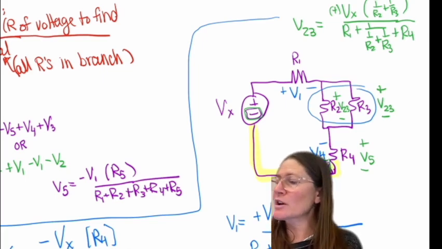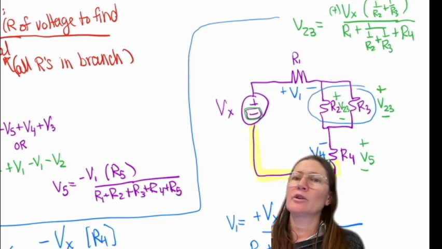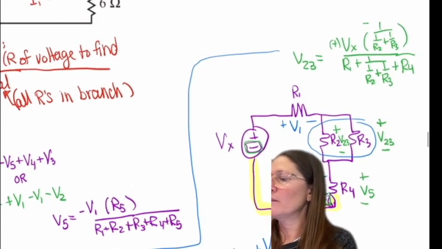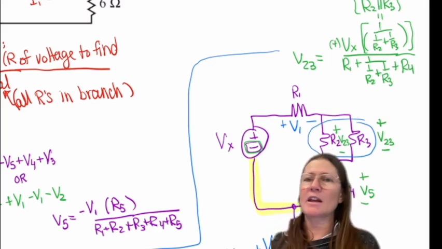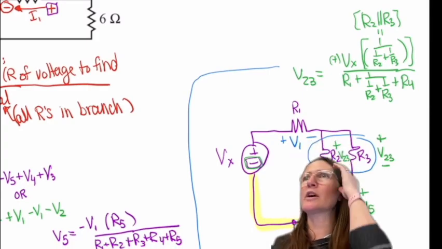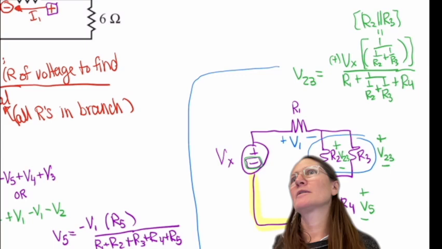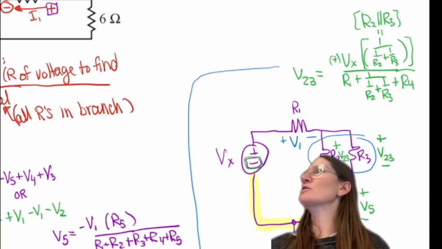How did you do the voltage divider equation right there? So it's Vx across both of those in parallel. So this is the parallel, R2 in parallel with R3. And then the total is R1 plus those two in parallel plus R3 or R4.